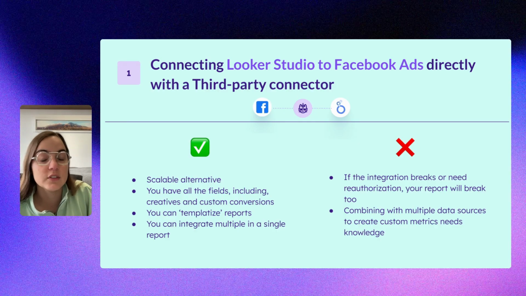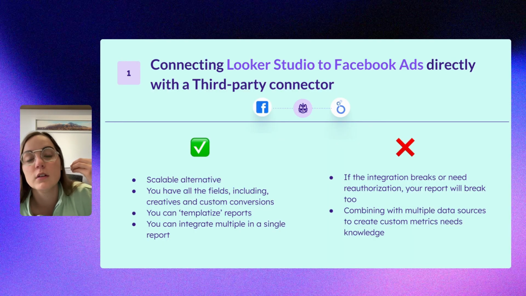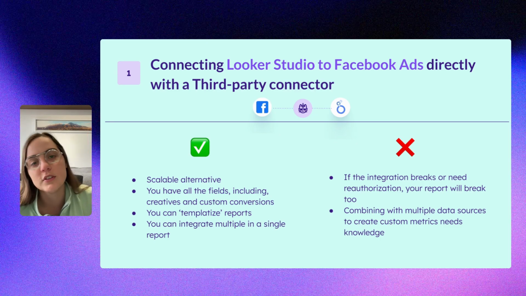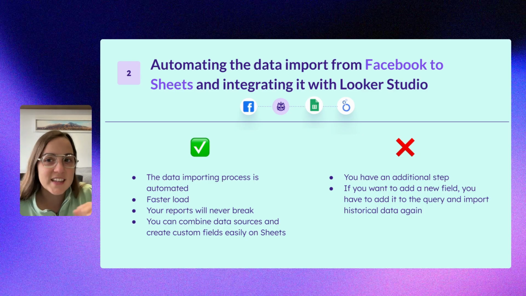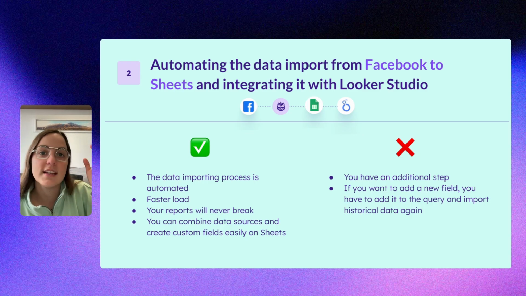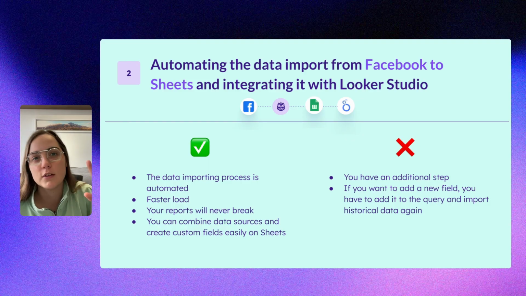Combining multiple data sources within Looker Studio can be complicated. So if you want to create really custom and difficult metrics, it's maybe better to do all the import in Google Sheets, doing the custom calculations and then importing that into Looker Studio. So the second alternative is precisely that: importing your data to Google Sheets automatically and integrating that with Looker Studio. This is great for different reasons.